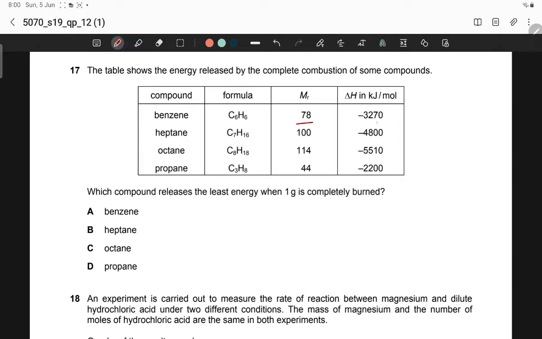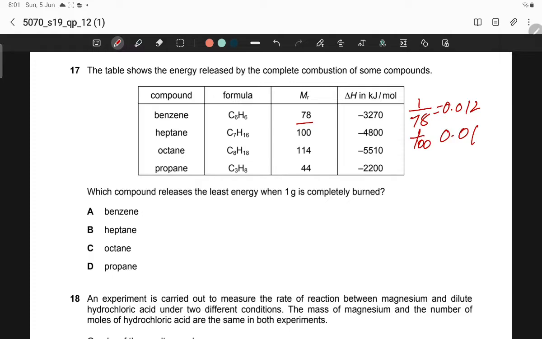The table shows the energy released by the complete combustion of some compounds. Benzene is 78, minus 32. 1 gram is completely burned. Benzene: 1/78 is equal to 0.012. 1/48. 1/100, 1 divided by 100 is equal to 0.01.